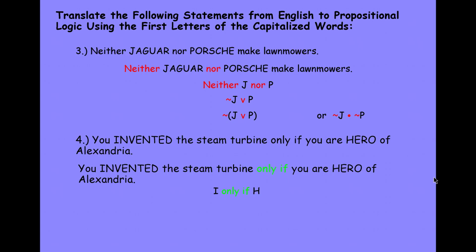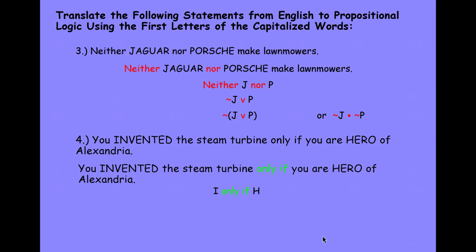Only if is going to introduce a conditional, our horseshoe. Our horseshoes always have our antecedent on the left and our consequent on the right. So we need to decide what the antecedent is and the consequent is. Normally, if is going to immediately precede whatever our antecedent is. However, only if is the one phrase that violates that general rule. So I is true only if H is true tells us that if I is true, H has to be true. I is the antecedent, H is the consequent.